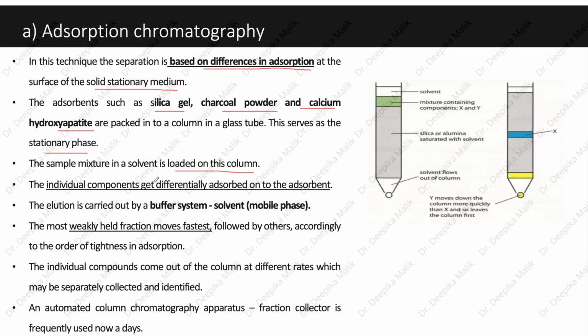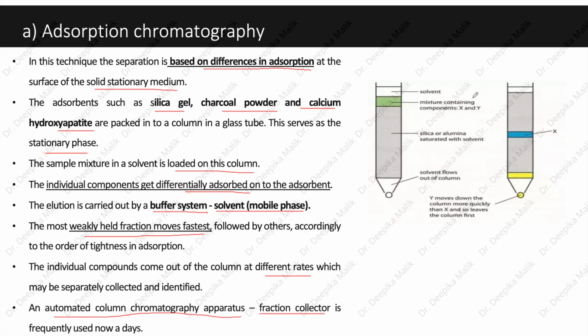The individual components get differentially adsorbed onto the adsorbent. The elution is then carried out by a buffer system or solvent. The most weakly held fraction moves fastest, followed by others according to the order of tightness in adsorption. The individual compounds come out of the column at different rates, which may be separately collected and identified. An automated column chromatography apparatus or fraction collector is frequently used nowadays.